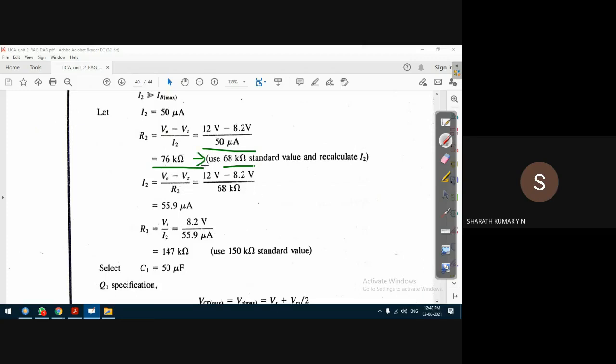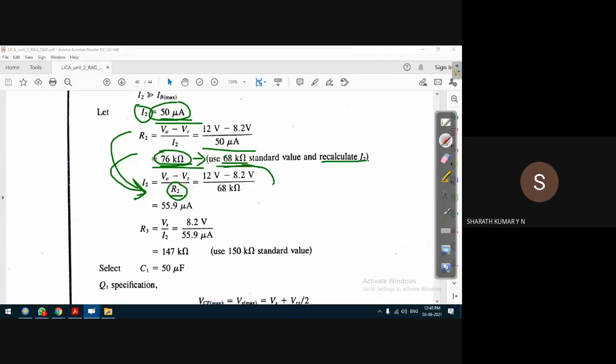But now when we take less than 76 kilo ohm, as there is 68 kilo ohm as a standard value, the problem is the I2 value changes, because I2 we had assumed to be 50 microamperes. So we have to recalculate I2 using the same formula, I2 is equal to V0 minus Vz divided by R2. Now R2 should be taken as 68 kilo ohm, not 76 kilo ohm. If you use 76 kilo ohm, we'll get back 50 microamperes.